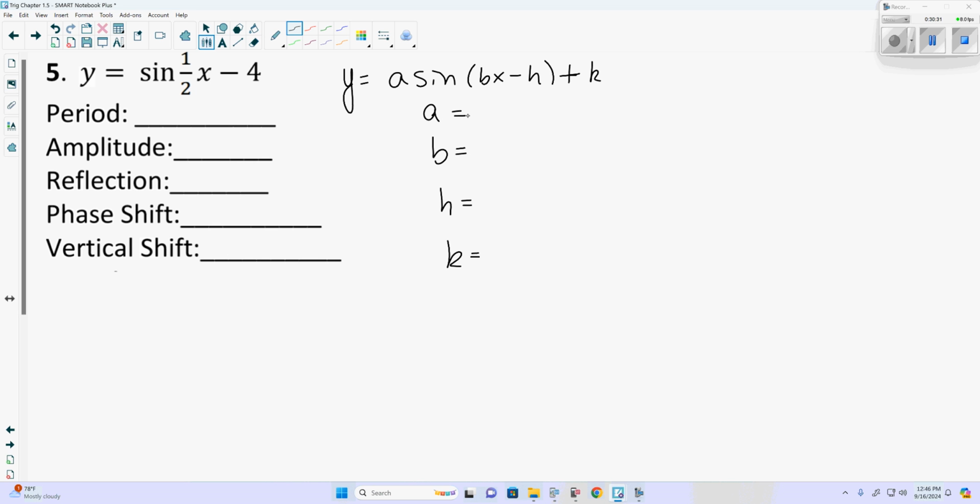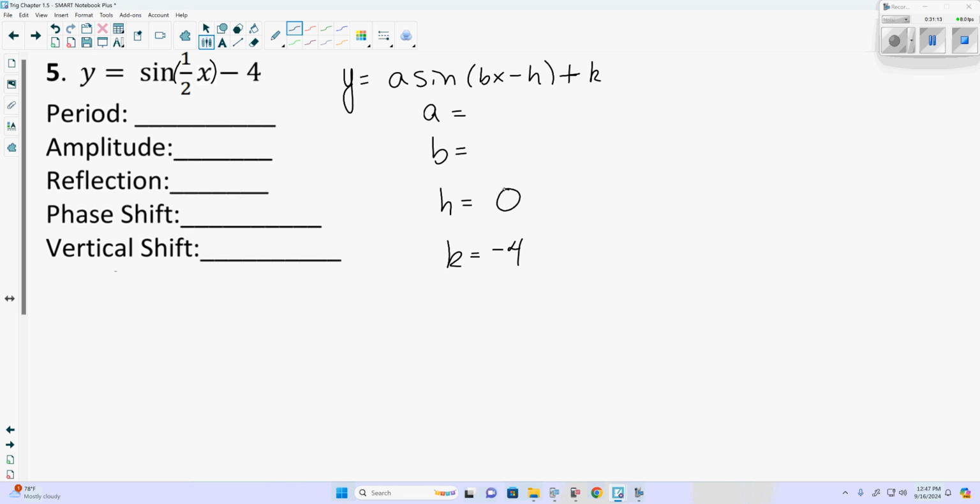Okay. Now we do have -4, yes? Are there parentheses written? So would the -4 be h or k? It would be k. Because unless parentheses are stated or written, the -4 is outside. Really, what this is telling us is that the 1/2 x is inside parentheses and the -4 is outside. Which means h is 0.